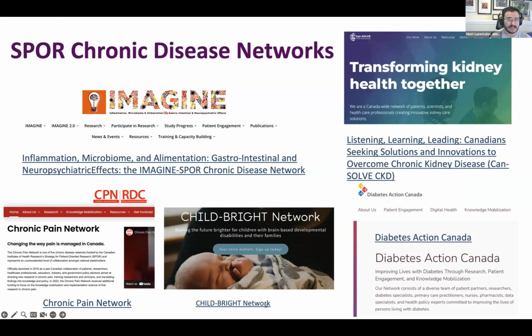SPOR can support this outside of the support network. So we have Sadia described the SPOR support units, which are the provincial units for the strategy for patient-oriented research, but there are also some chronic disease networks. So if your research project is interested in any of the following chronic diseases, such as chronic kidney disease, diabetes, chronic pain, and the others listed here, these SPOR entities could support some of your research, as they may have some valuable training resources, capacity building, or networks of researchers that you could utilize to support your project.